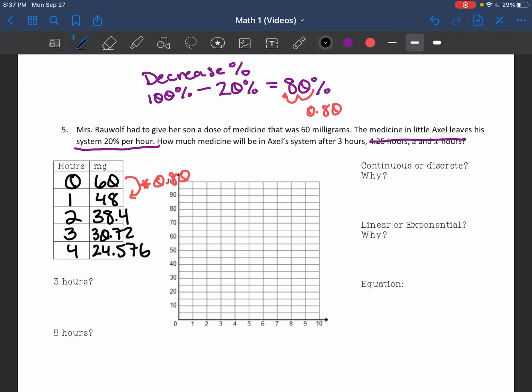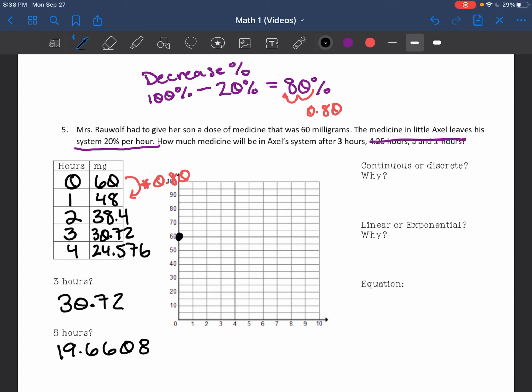And then after 3 hours, we already figured that out, that was 30.72. Then after 5 hours, there's 19.6608 milligrams in his body, right? Ugly decimals, but all we're doing is we're taking this 80 and multiplying it down our table. We are good at that. We have been doing that. Don't freak out because we're working with a decimal.